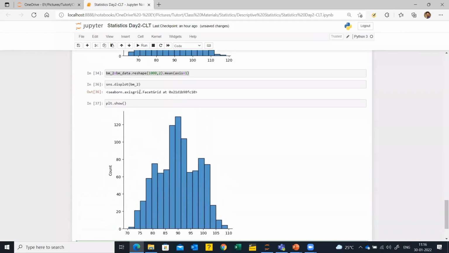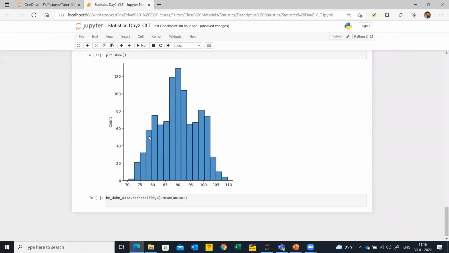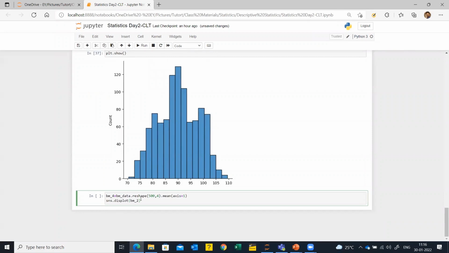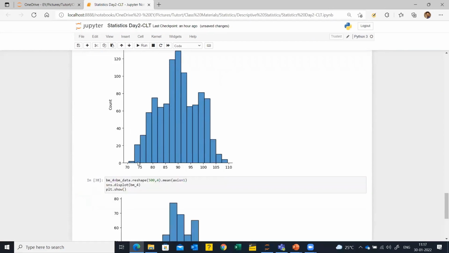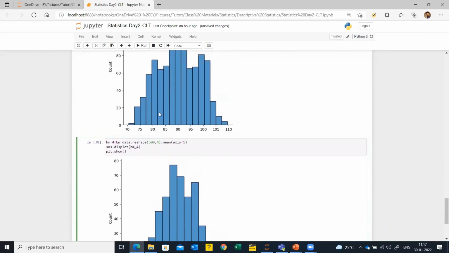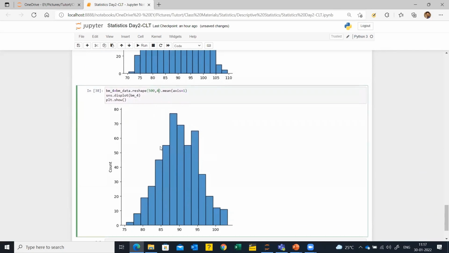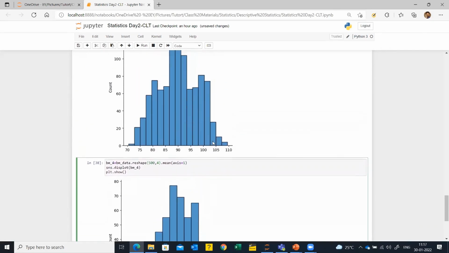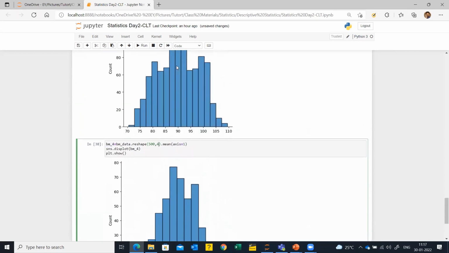And then I want to do the same thing here. I'll copy because I'm lazy. I will do it bm_4 and then plt.show. Right. You see, as I increase the sample size, the distribution is getting more and more normal. If you compare these two, this distribution is more normal than this.